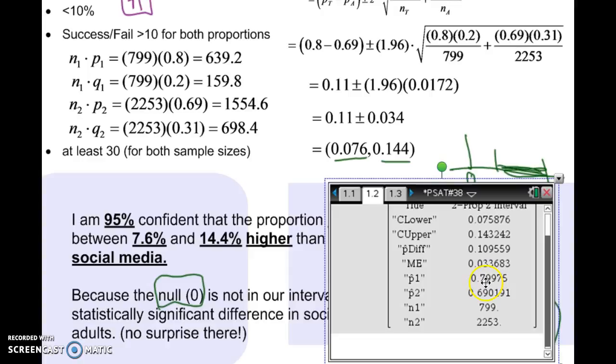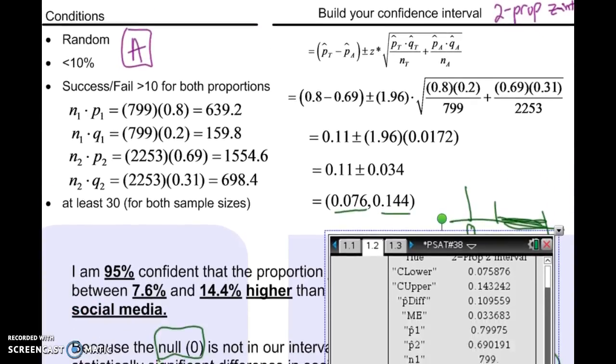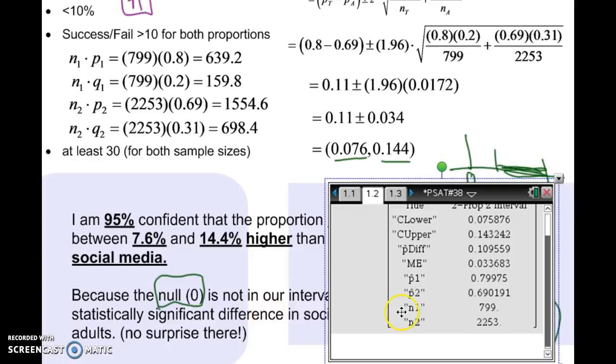That's pretty close. P-hat 1 was 0.799. I don't know if we ever wrote down what our p-hats were there, but if we had, it'd be right about that. And it gives you also the n values for the two different groups. Again, you have to remember whatever you type in first. I typed in teens first, so that's my N1 in the calculator. Whatever you type in first when you fill out that chart is what is covered first there.